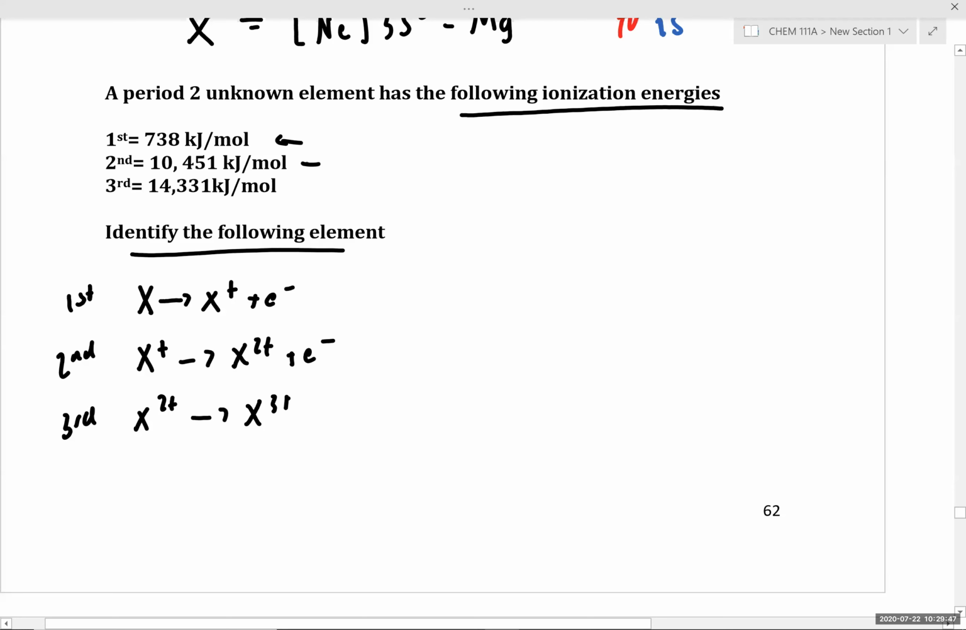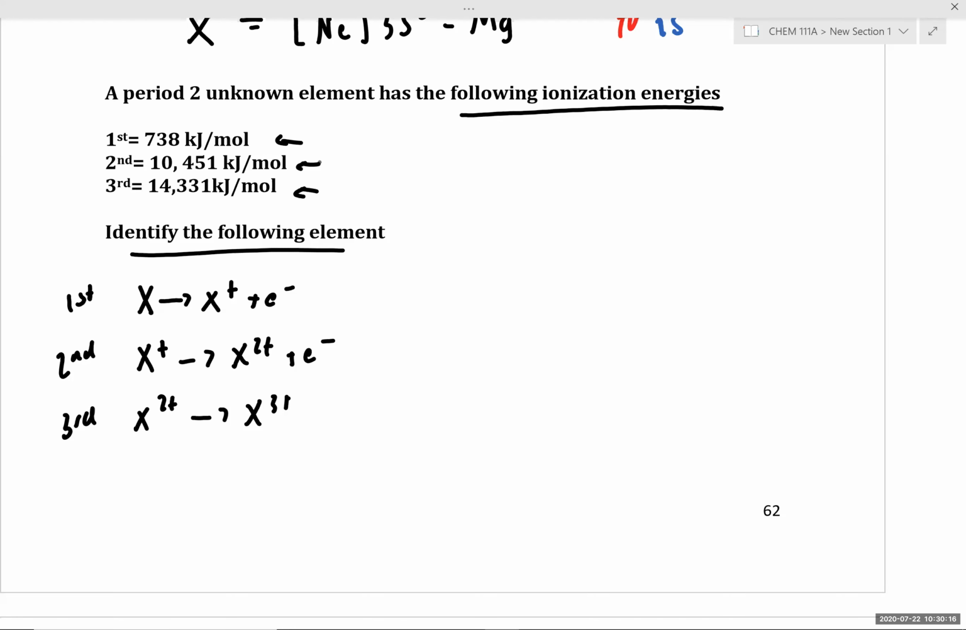So looking at our ionization energies, where do we see the largest jump? Where do we see the largest increase in ionization energy? Not the largest value, the largest increase. Where do we see the largest increase in ionization?